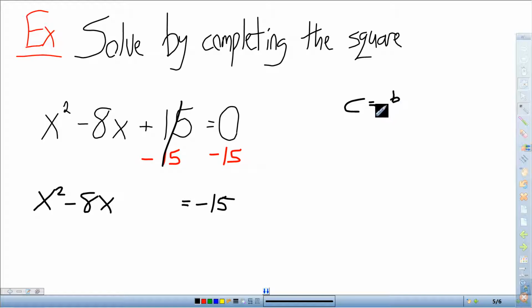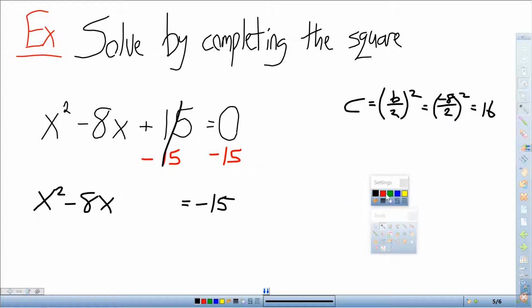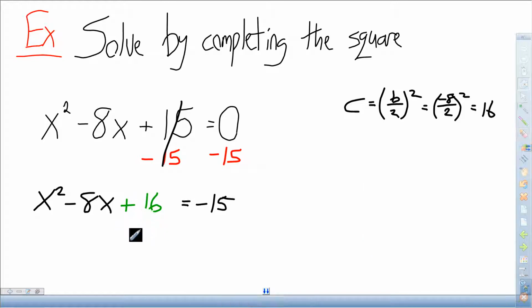C equals b divided by 2 squared. All right, our b value on this one is a negative 8. So negative 8 divided by 2 squared. Negative 8 divided by 2 is a negative 4. Negative 4 squared, negative 4 times negative 4, is positive 16. Okay, so there is my new C value, positive 16. But if I add 16 to the left side, I have to also add 16 to the right side.